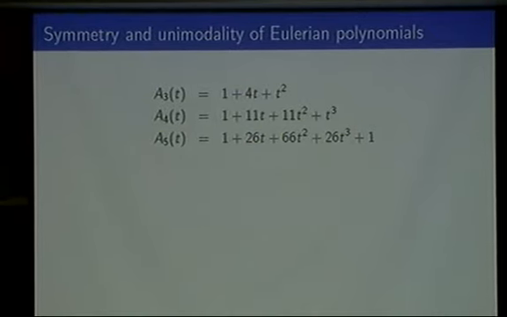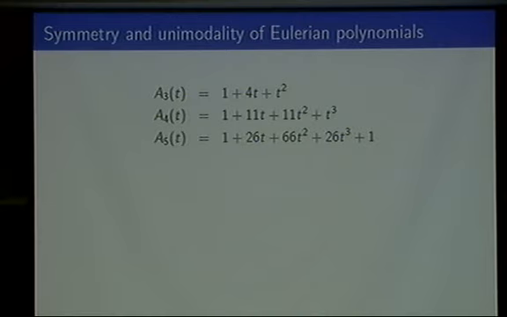Now I want to talk about some interesting properties that these q-Eulerian polynomials have. So let me start with a well-known property of the Eulerian polynomials, and that's symmetry and unimodality. What we mean by symmetry is that the coefficients form a palindrome. 1, 4, 1. So 1 and 1 are the same, this one and this one are the same, this and this, 26 and 26, 6, 8, 6. So that's what we mean by symmetric.